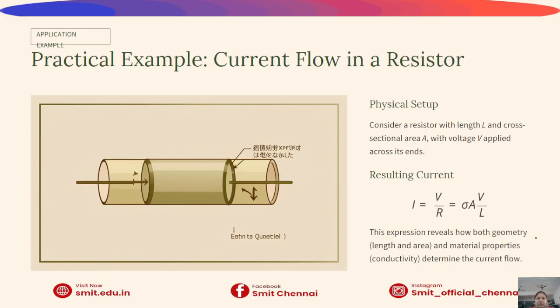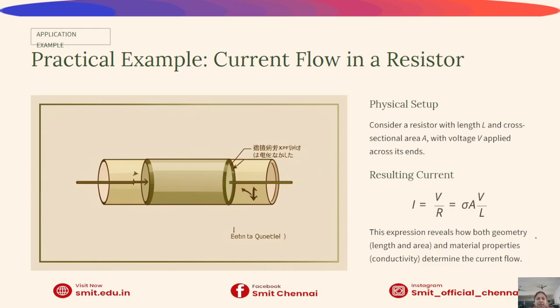Next we see about the practical example, that is current flow in a resistor. Consider a resistor having a certain length and cross-sectional area with a voltage applied across its ends. When a voltage is applied, an electric field is established across the resistor, causing the free electrons to move and produce an electric current.